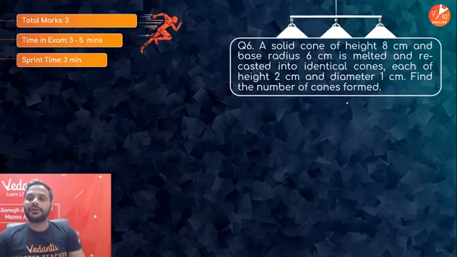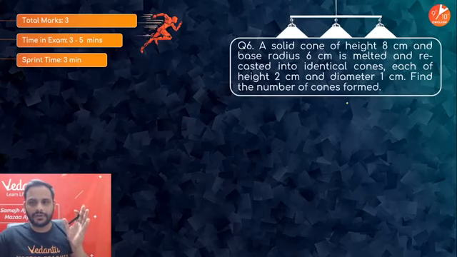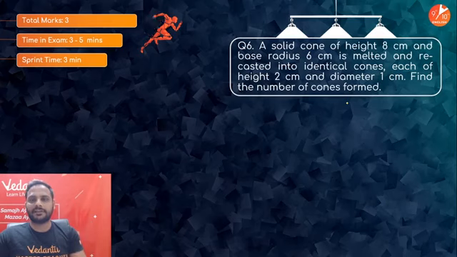Next question. A solid cone of height 8 cm and base radius 6 cm is melted and recasted. So see, I have told you, whenever we are doing melting and recasting, the only thing is the amount of material remains the same. Whatever was the amount of material before melting, the same will be the amount after melting. So volume will remain the same. A solid cone of height 8 cm and base radius 6 cm is melted and recasted into identical cones, each of height 2 cm and diameter 1 cm.